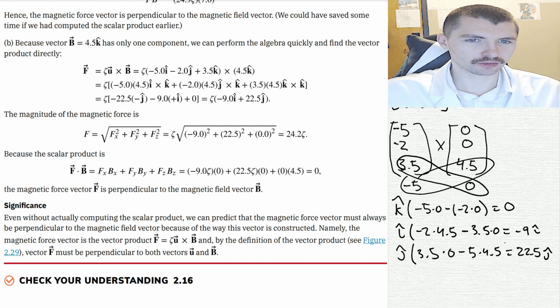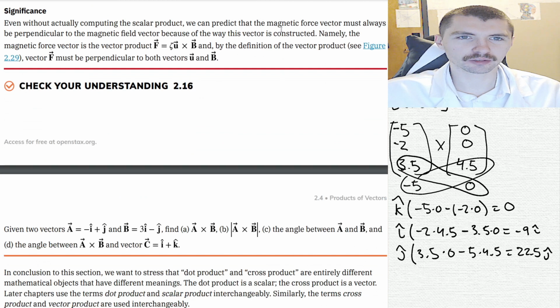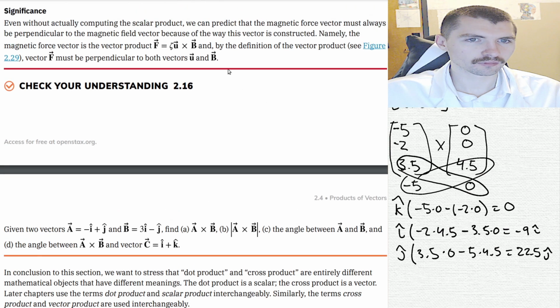All right, so yeah, even without actually computing it, we can predict. It's obvious because of the way this vector is constructed. So we could have predicted it was perpendicular by definition.